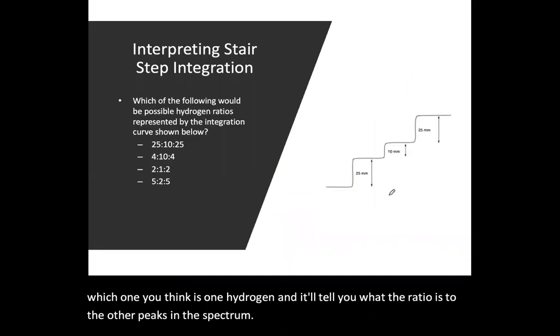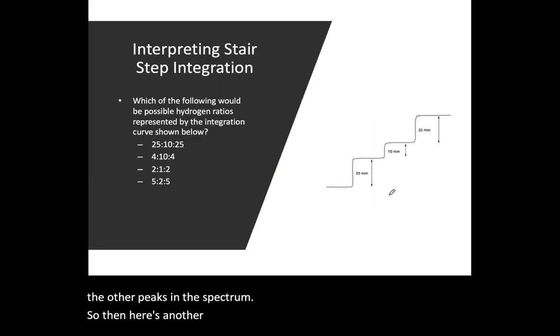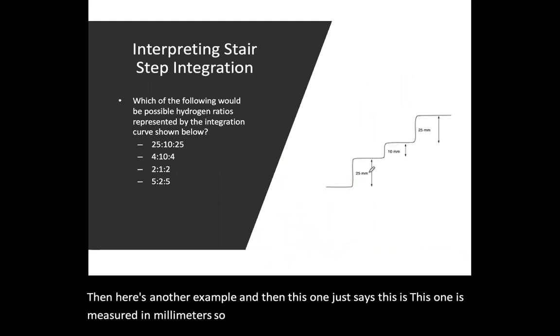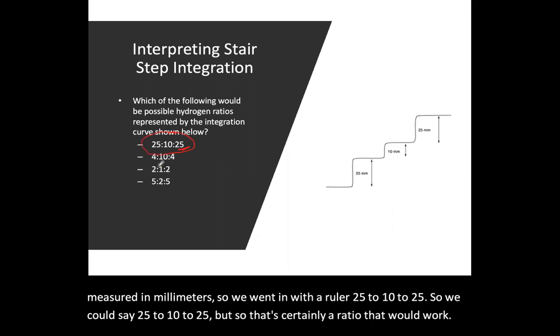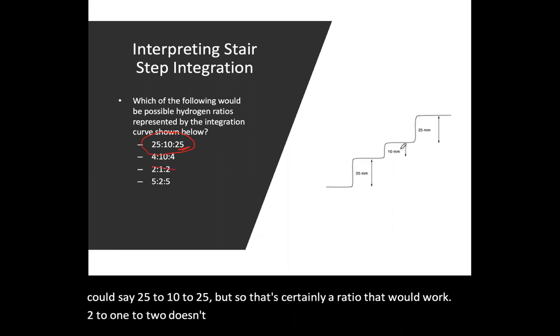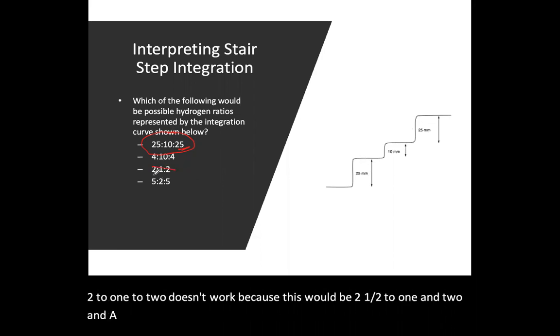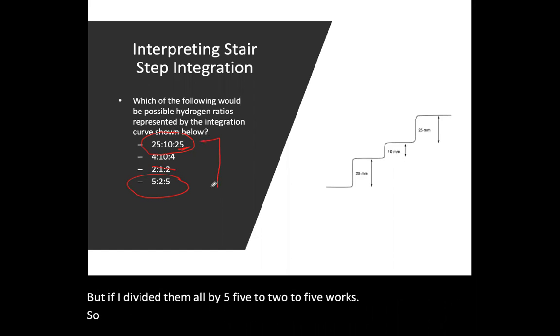So then here's another example. And this one just says it is measured in millimeters. So we went in with a ruler, 25 to 10 to 25. So we could say 25 to 10 to 25, and that's certainly a ratio that would work. 2 to 1 to 2 doesn't work, because this would be 2.5 to 1 to 2.5. But if I divided them all by 5, 5 to 2 to 5 works. So either one of these is possible.